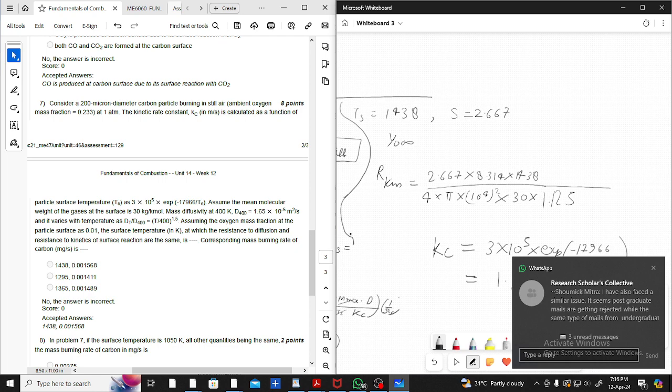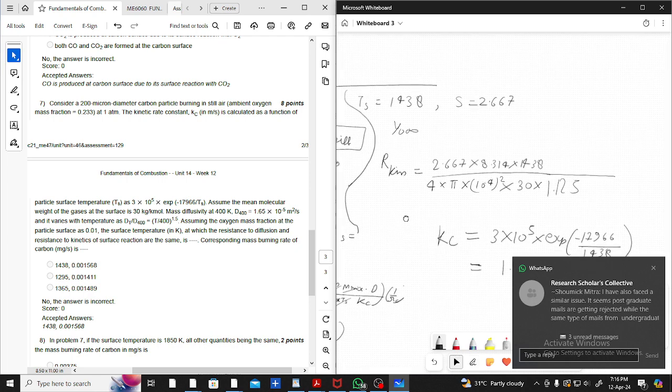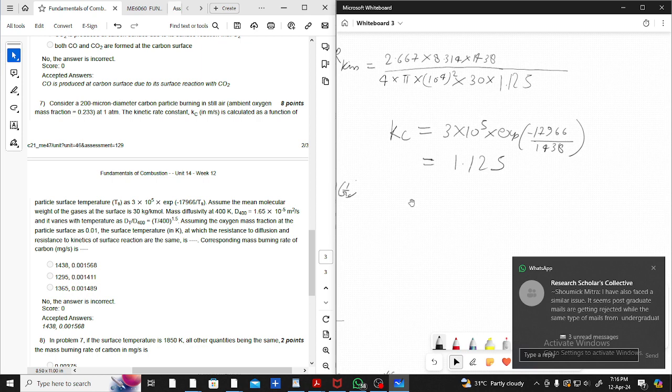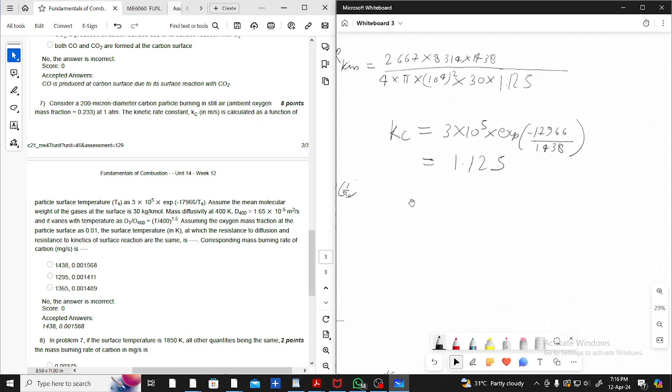Sir, I am getting R kinetic very huge. How much are you getting? 7.57 into 10 raised to 9. Is it correct? Just give me a minute. R kinetic you are getting 7.57 into 10 raised to 9. No, this is not correct. Okay.